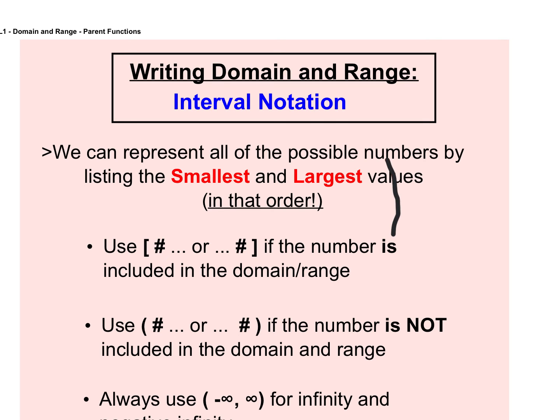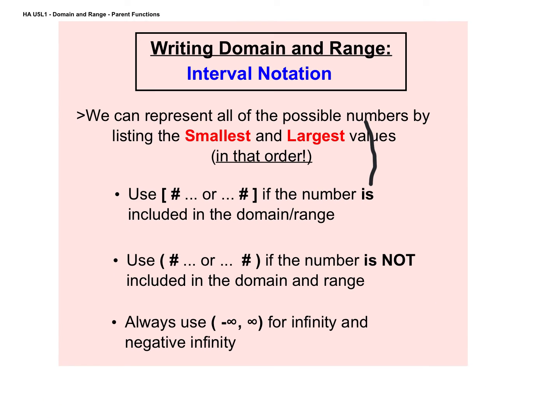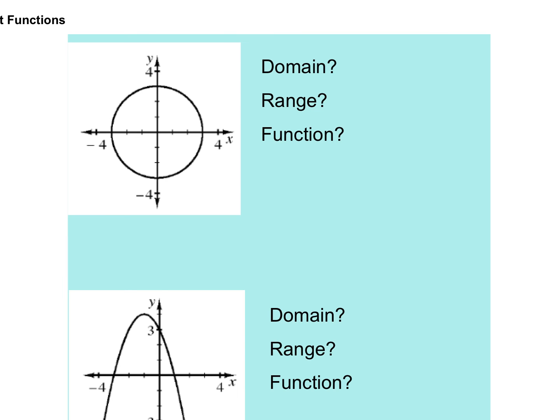Now this is talking about those parentheses and brackets that we already covered. Always use parentheses around infinity. You know why? Because you can't touch it. It's MC Hammer's favorite thing. Because you can't touch this. All right, parentheses around infinities.